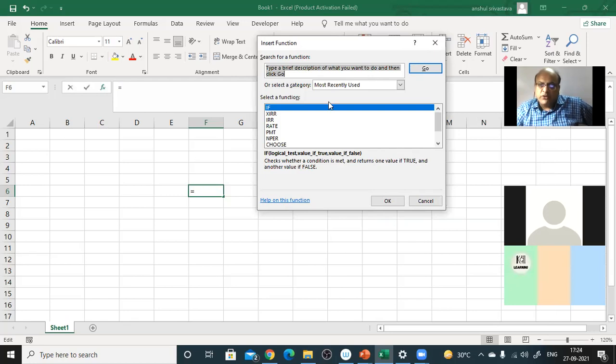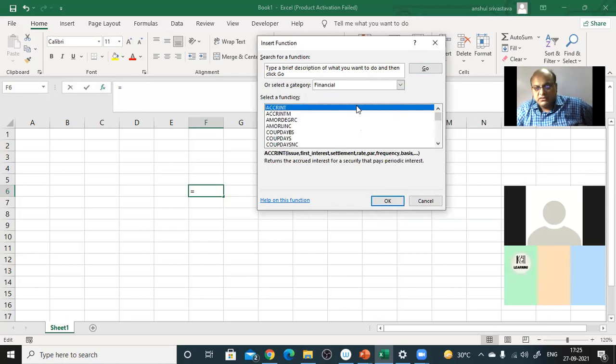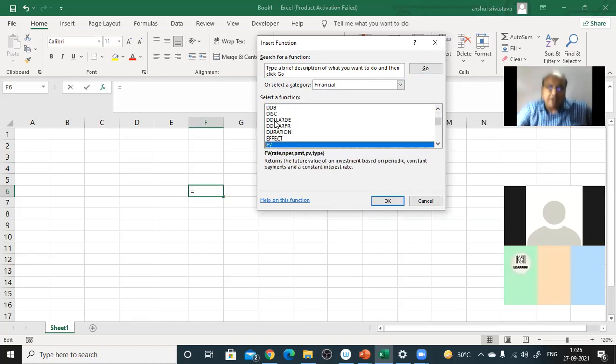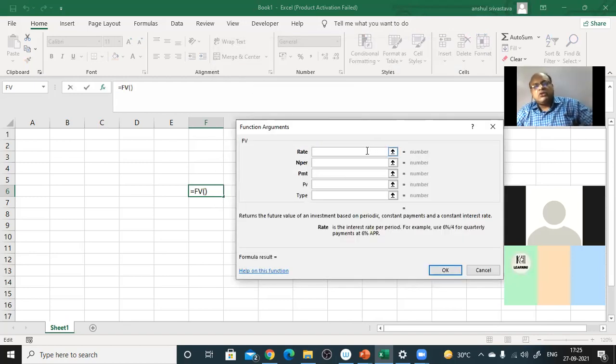In this box, you have to select the category, and when we are talking about future value, the category is financial. In financial, press FV. The moment you press FV, this box will appear. The first thing that we have to input is rate. So for rate we will input 10%.